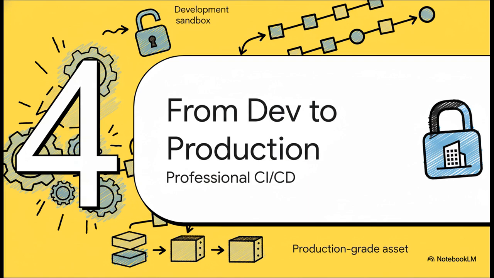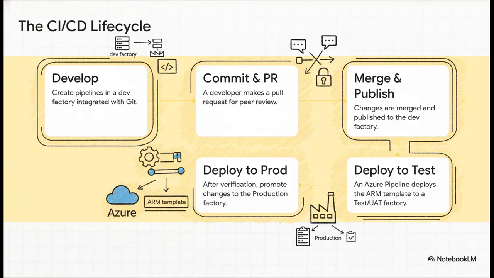Okay, so building a data pipeline is cool and all, but how do you actually manage it? How do you get it from your development sandbox into a totally locked-down production environment? This right here is what separates a simple one-off script from a true production-grade enterprise asset. The great news is that Data Factory integrates beautifully with tools like Azure DevOps and GitHub. This means you can treat your data pipelines just like professional software. You develop in a dedicated dev factory, you use pull requests for peer reviews, and then you use an automated release pipeline to deploy to test and prod. It's a proper, structured, and reliable process.